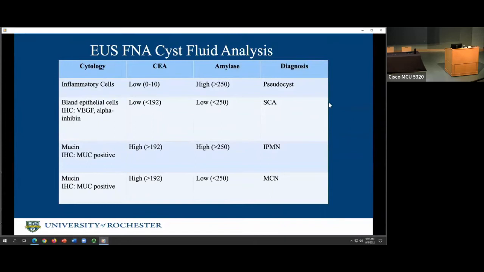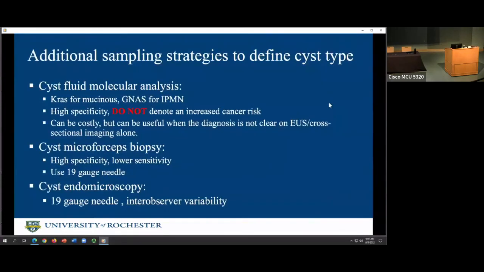However, as I said earlier, 10 to 30% of combined clinical and cyst fluid investigations may yield equivocal results, and neither cytology nor CEA are perfect in deciding between a mucinous cyst versus a non-mucinous cyst. And there are other additional sampling strategies that we can use to further help characterize these cysts, such as the cyst fluid molecular analysis. The presence of KRAS or GNAS mutations have a high specificity for the diagnosis of mucinous cysts. However, their presence does not denote an increased cancer risk.